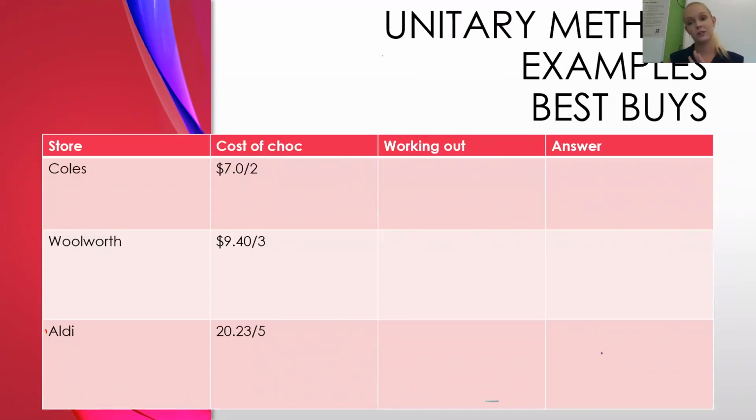Here we've got three stores. We've got Coles, Woolworths, and Aldi. And we've got some specials that are happening here. So we've got the cost of chocolate. It's $7 for 2 blocks of chocolate. So it's already written as a rate for us. What we're going to do is figure out how much one chocolate bar is worth.